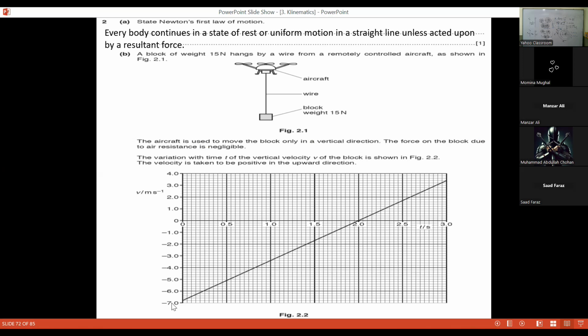-7 से स्पीड स्टार्ट होती है, it becomes 0 and then वो upward velocity से accelerate, उसी स्पीड से accelerate कर रहा है. The variation time of vertical velocity v of the block is shown.